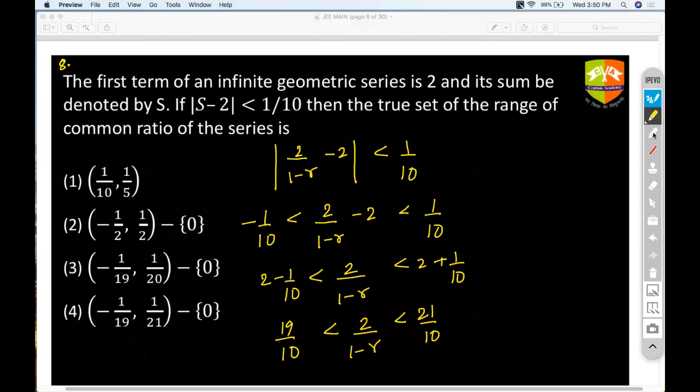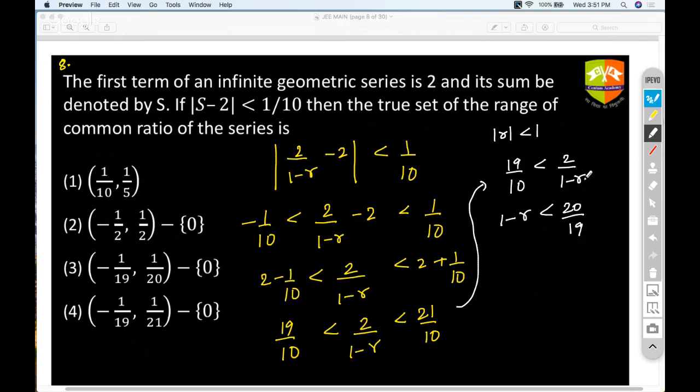Now, we all know that if this has to be an infinite series, mod of r has to be less than 1. Correct? That means r has to be a fraction that can be between minus 1 to 1. So 1 minus r will always be a positive term. So let me solve this as two separate inequalities. One is this. Now in this case, I can always write this as 1 minus r is less than 20 by 19. The reason I could do that is because I know 1 minus r is a positive term. Right? That means r should be greater than minus 1 by 19.